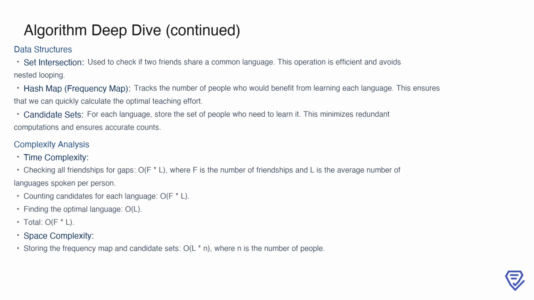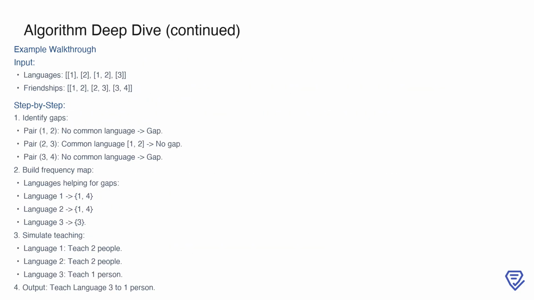Analyzing the complexity, the time taken to check all friendships for gaps is proportional to the number of friendships multiplied by the average number of languages per person. Building the frequency map and counting candidates also follows similar complexity. Overall, the approach is efficient, balancing time and space requirements. Let's walk through an example to clarify the algorithm.